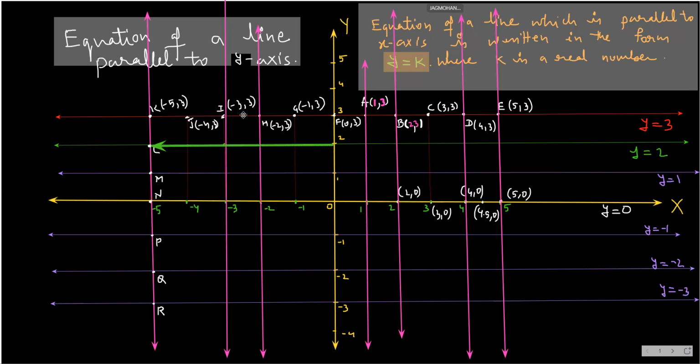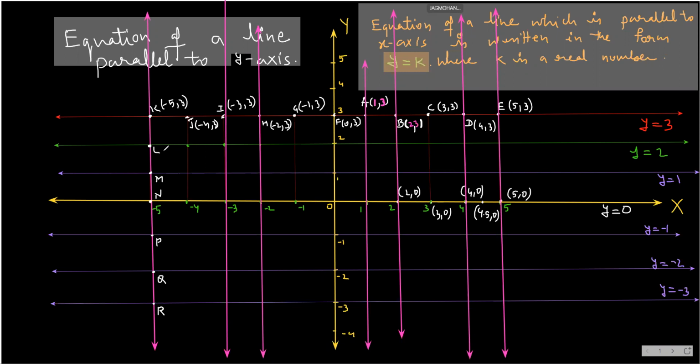L has the same displacement, that is 5 to the left. So x coordinate is -5. M also has x coordinate -5. N has same x coordinate. P has same x coordinate, and so on. See students, try to understand, when a line is parallel to y-axis, all the points on the line have same x coordinate. If a line is parallel to y-axis, then all the points have same x coordinate.